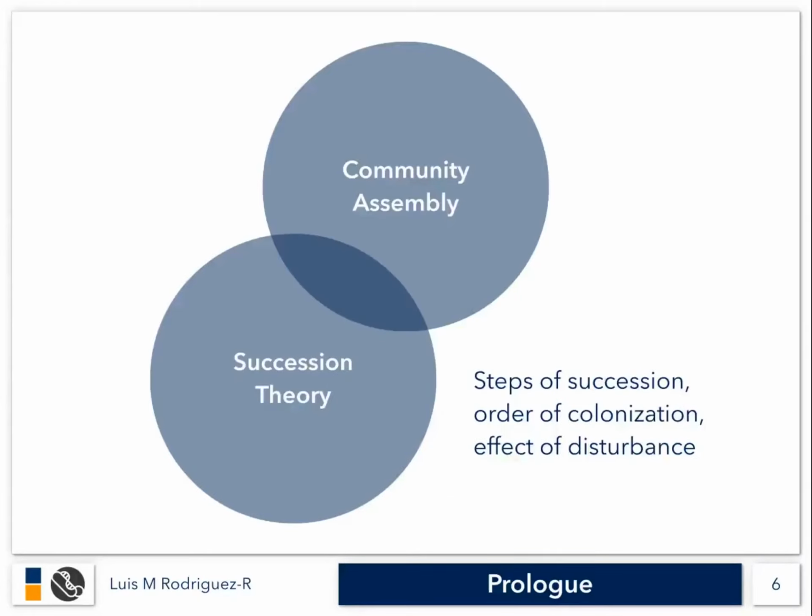There is a second related concept, which is succession theory. Succession theory studies the steps of succession, the order of colonization, and the effect of disturbance. This is probably the best known concept in ecology because it's very often the only major concept in ecology that is actually discussed in high school around the world. So some people have some idea, at least some intuition, of this succession theory. And importantly, one part of it is the effect of disturbance, which we will be discussing in more detail.